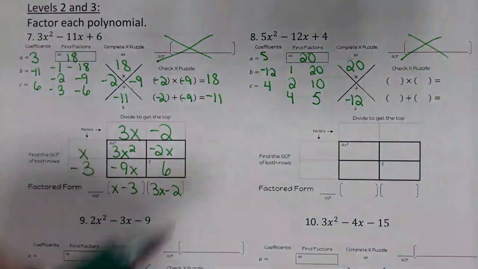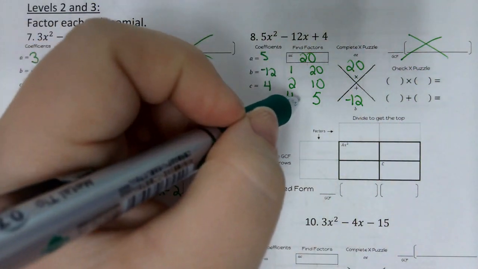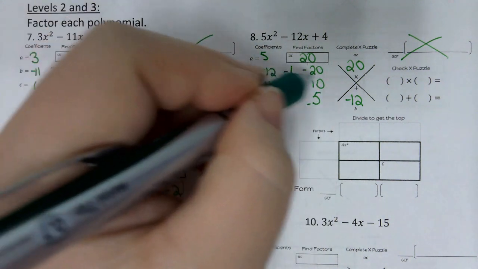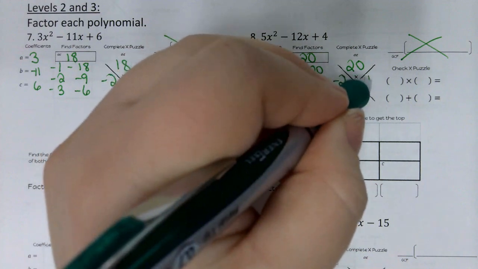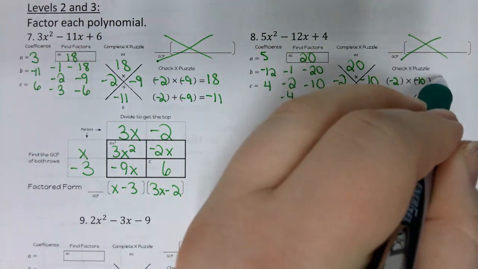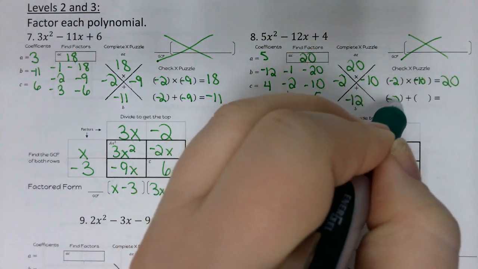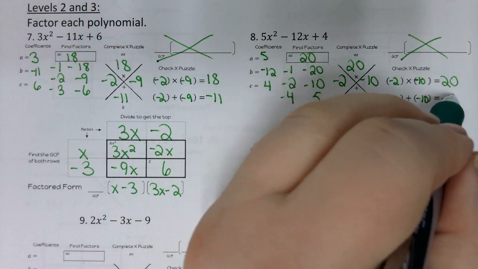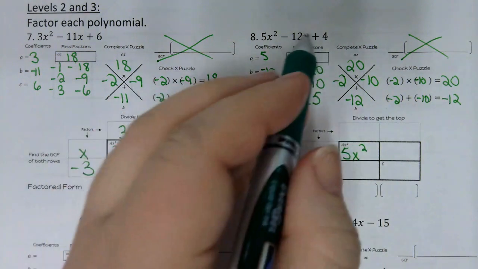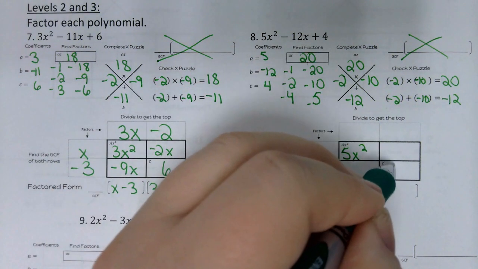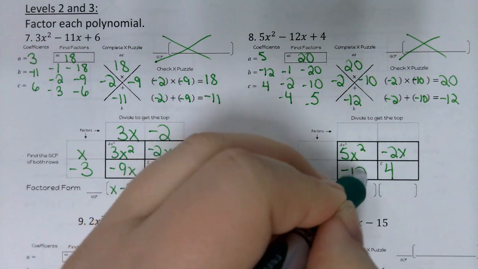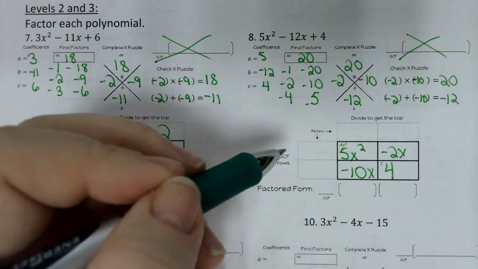The factoring flowchart indicates that we need 2 negatives. So the 2 that would work is negative 2 and negative 10. Double check that they really do multiply to be positive 20, and they really do add to be negative 12. First term will go in the first box. The last term will go in the last box. And then negative 2x and negative 10x will make up the last of my boxes.